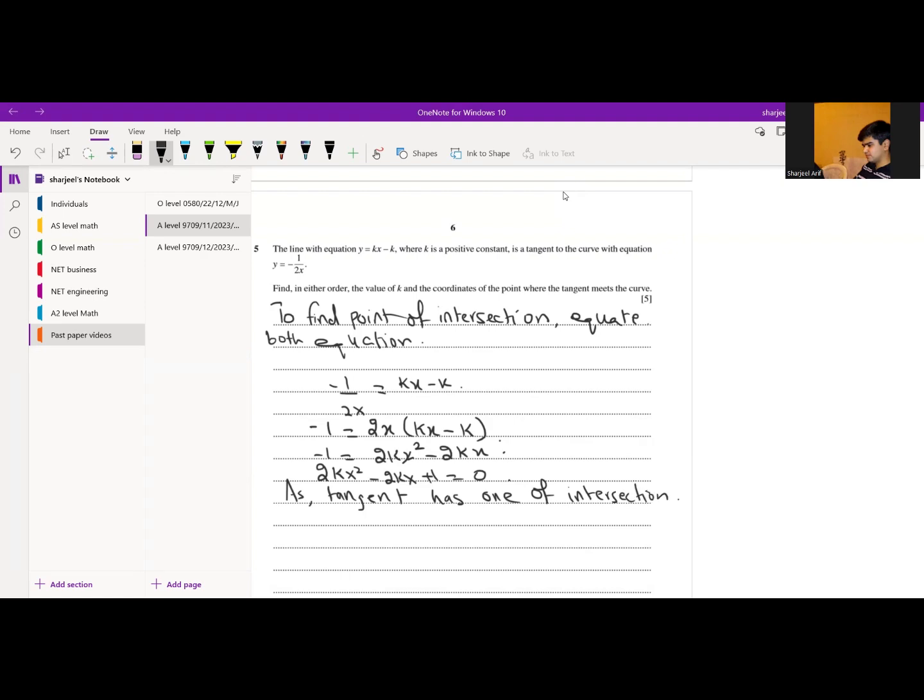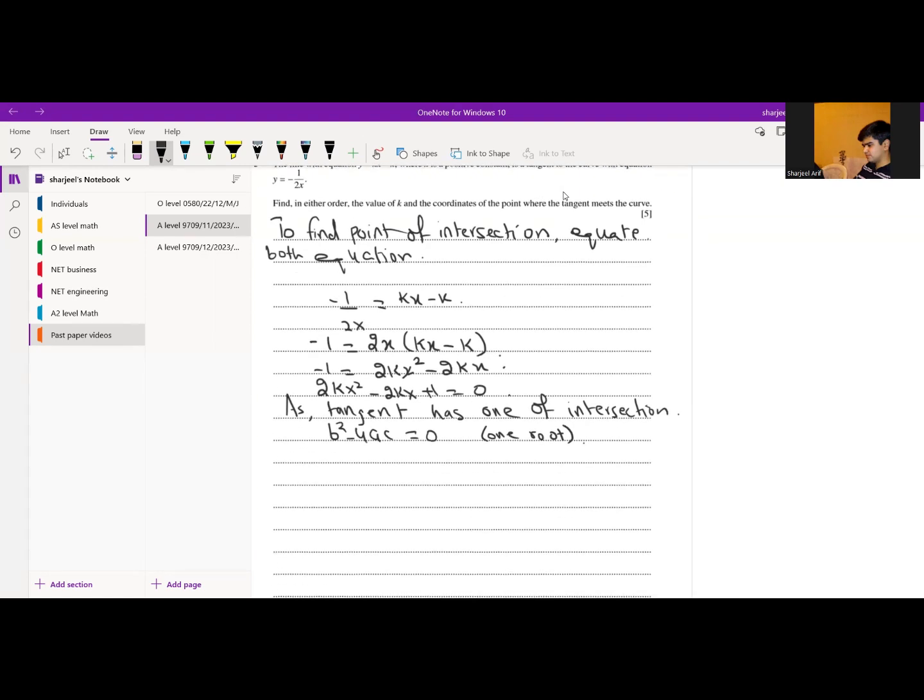You will use the discriminant method. That would be b square minus 4ac equals 0, because it has only one root. For two roots, you will use b square minus 4ac greater than 0, and for no root, it would be less than 0. So just substitute the values here.